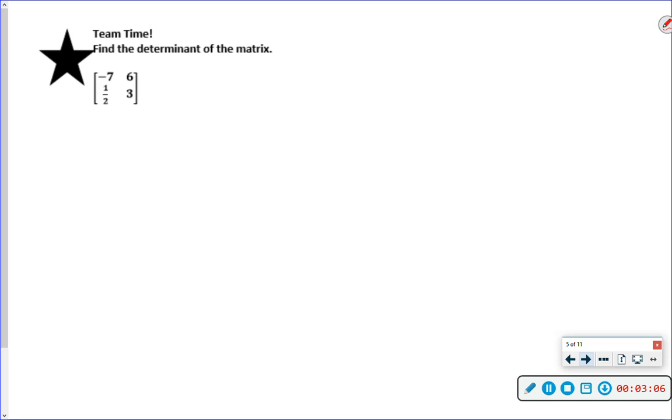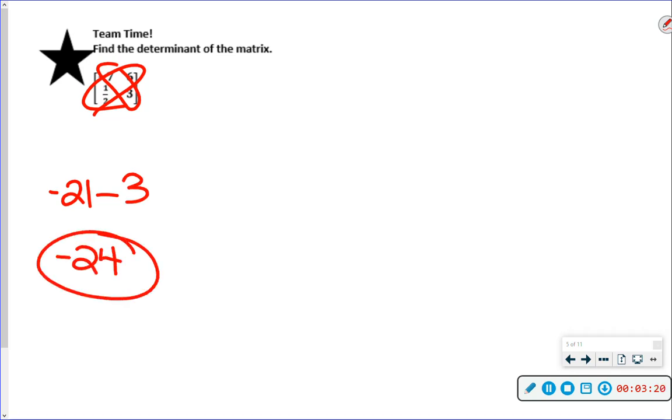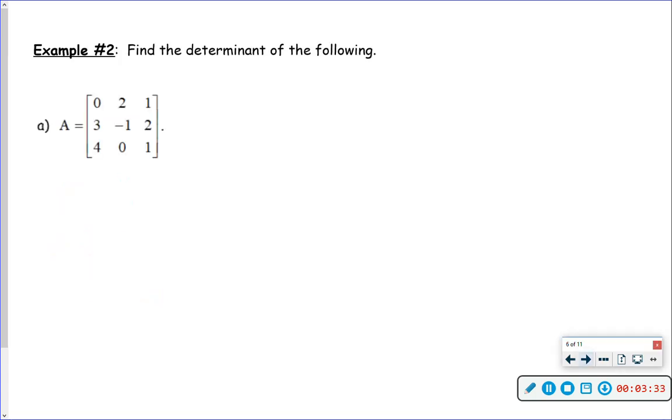All right, we should have it. Right? Okay, so negative 7 times 3, negative 21. Okay, what's half of 6? 3. So final answer. Got it. Any questions on the 2 by 2? So 2 by 2s you're going to see, of course, on the homework. There is a 1 by 1 on the homework, which again is just that number. That's super easy. And then let's talk 3 by 3s.